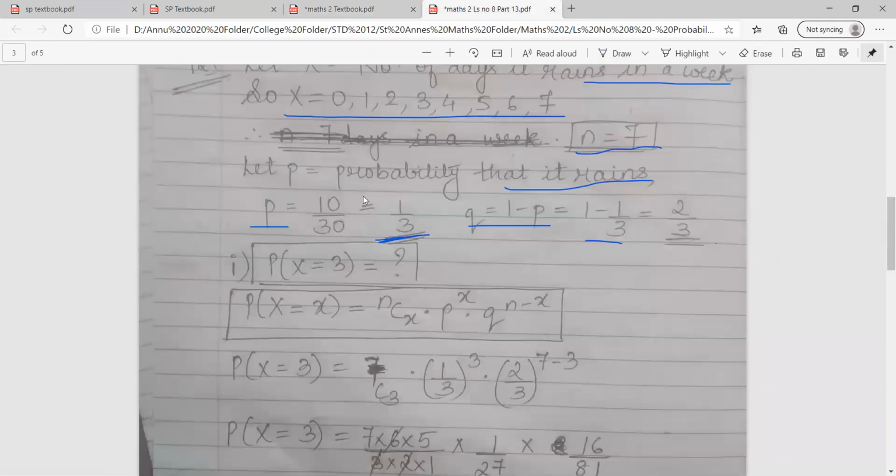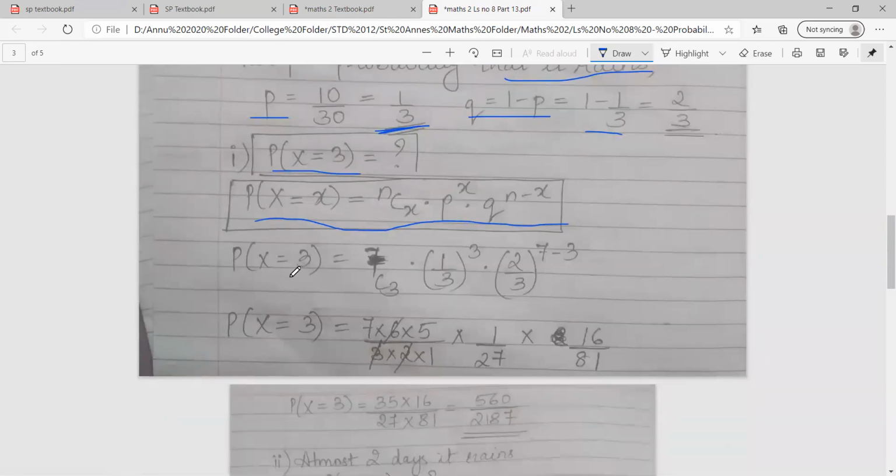So that means they are telling us to find the value of probability x equals 3. Before we start finding the value, let's put the basic formula first, which will help us. Probability of x is equal to nCx into p raised to x into q raised to n minus x. So probability of x equal to 3 is 7C3 into (1/3) the whole cube into (2/3) the whole raised to 7 minus 3.